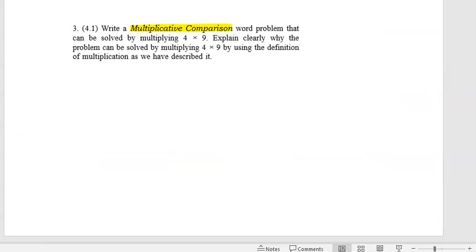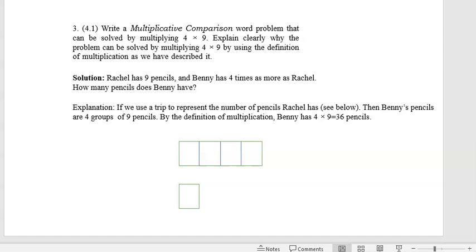Now the last type is the multiplicative comparison. In this type, you must use words like 4 times as many, 3 times as many. So that's called a multiplicative comparison type. Usually we try to follow the order. This question is 4 times 9. So when you come up with the word problem, you want to say 4 times as many as. Instead of saying 9 times as many as, which would be 9 times 4, we want to be consistent with the problem, 4 times 9.